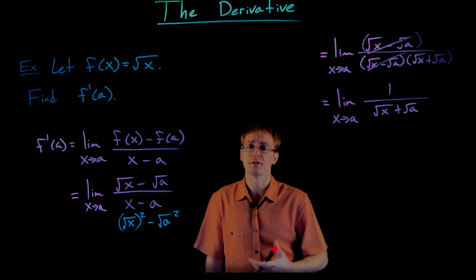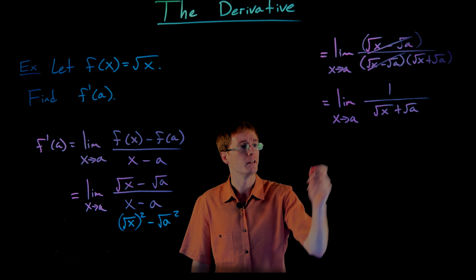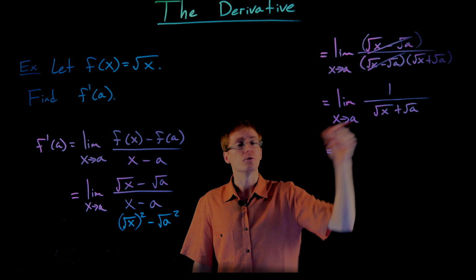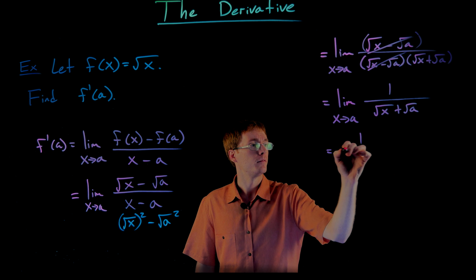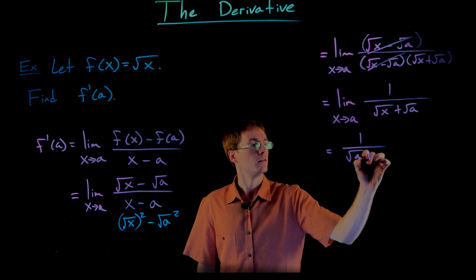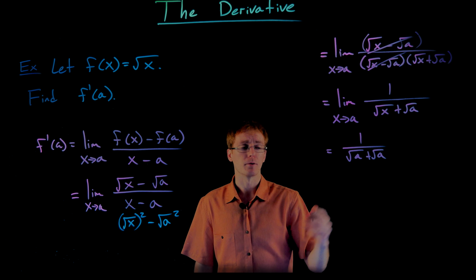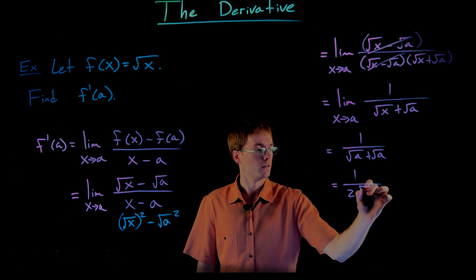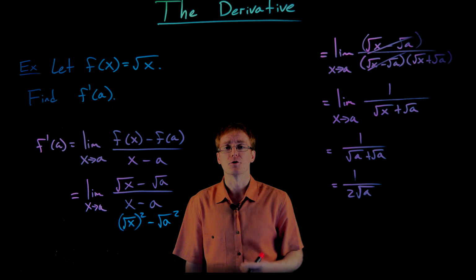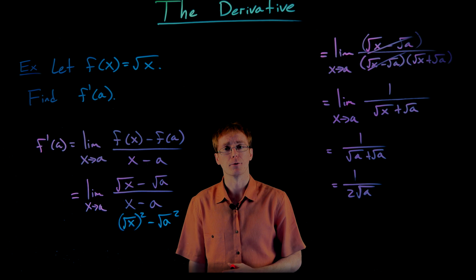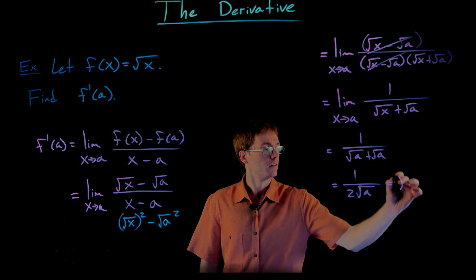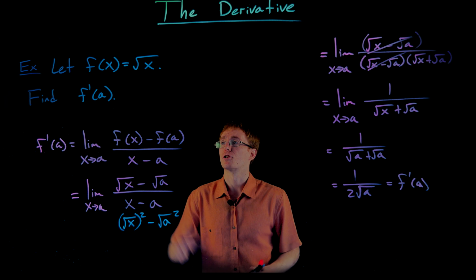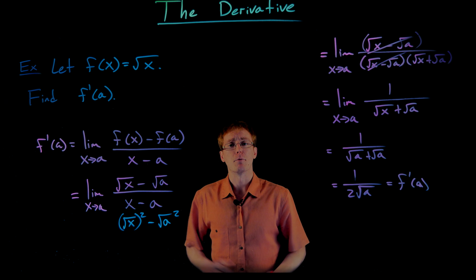And so now we can try to use our direct substitution property. Just plug in x equals a, and what do we get? Well, we get 2 square roots of a in our denominator. So that's 1 over the square root of a plus the square root of a. Well, those are like terms. So we could write that as 1 over 2 times the square root of a. That is the general derivative of our square root function at any point.